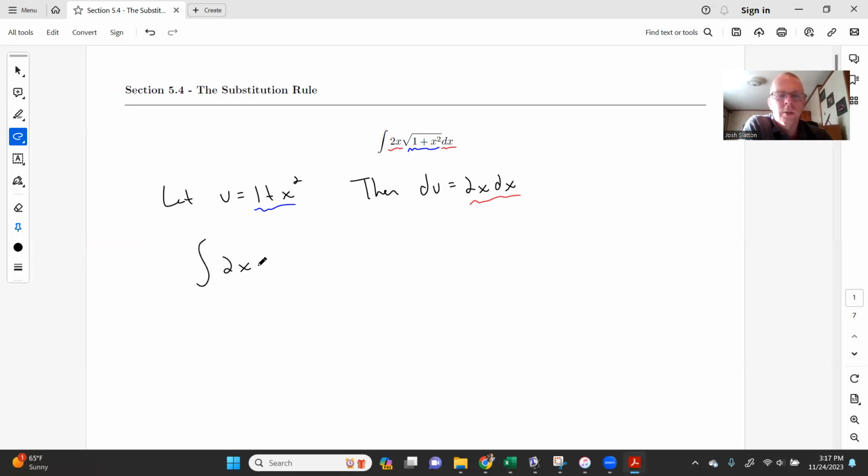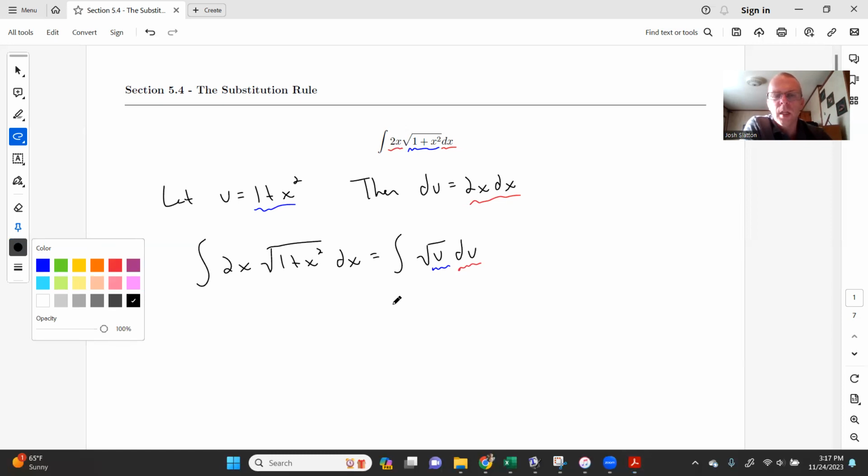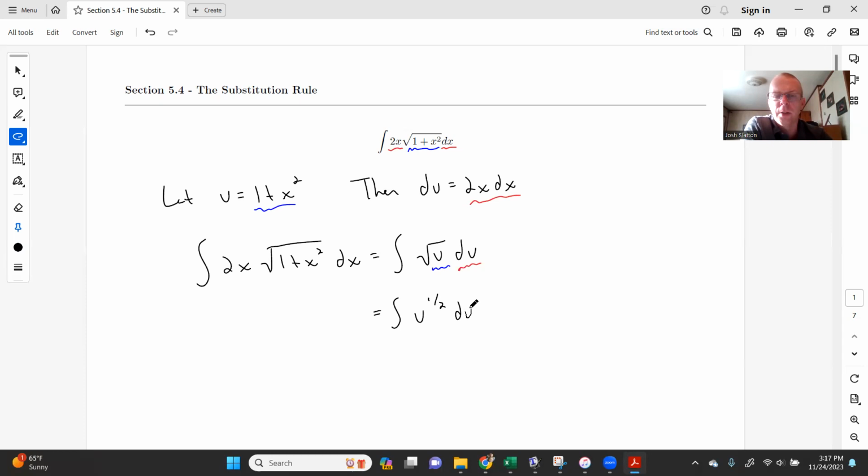So the integral of 2x square root of 1 plus x squared dx equals the integral of square root of u, and then the 2x dx becomes du. So there is our blue, and there's our red. Now we can integrate this one pretty easily. Write this with an exponent if you like, u to the 1/2 du. Add 1 to the exponent, divide by the new exponent, and we get 2/3 u to the 3/2 plus c. Then let's substitute what u is back into this, and we get 2/3 times (1 plus x squared) to the 3/2 plus c. And that is the answer.